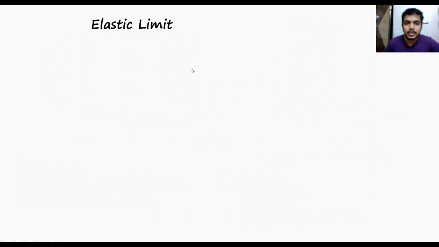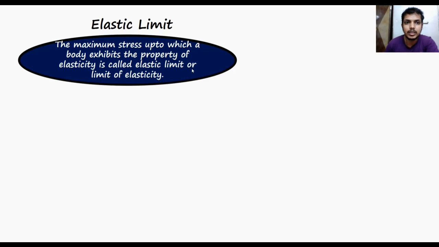Here is the elastic limit. As I mentioned earlier, up to some stress the material will act as an elastic body, and then it will go to the plastic region. Within the elastic limit, up to some stress, the material will come back to its original shape. The maximum stress up to which a body retains the property of elasticity is called the elastic limit or limit of elasticity.